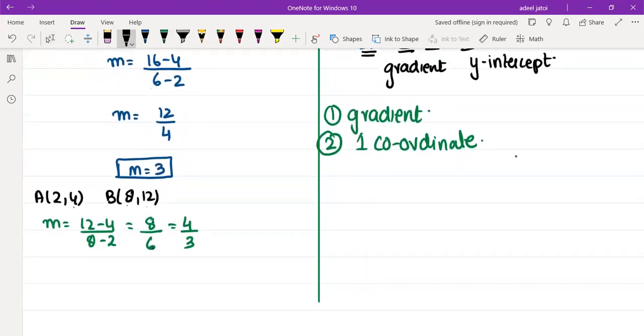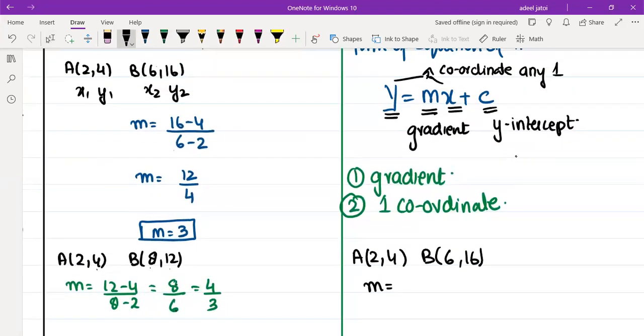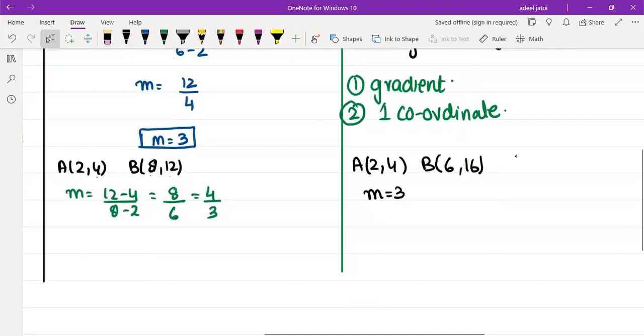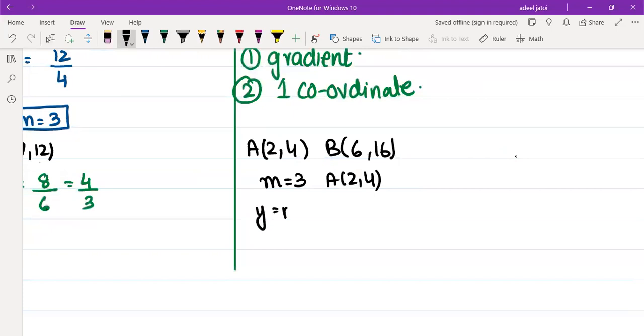Now suppose A is (2, 4) and B is (6, 16). You already found out the gradient using y2 minus y1 upon x2 minus x1. Your gradient was 3. Now, any one coordinate, let's choose A that is (2, 4). So using y is equal to mx plus c, your m is 3.